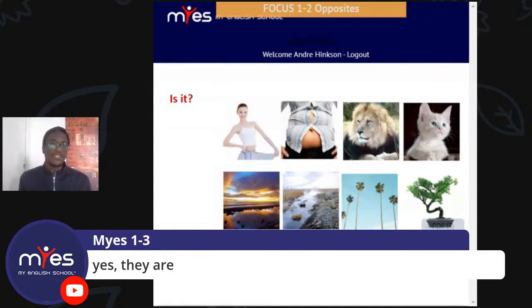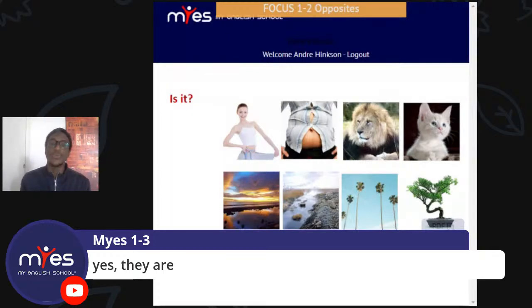Good. So Tonio says he is short. So I am short. So you have the subject, which is I. We have the verb to be, the first person, am. And then we have the adjective, I am short. Good. So which means the last picture, sorry, is the adjective short, which is the opposite of tall.